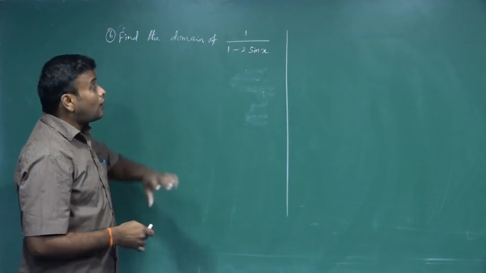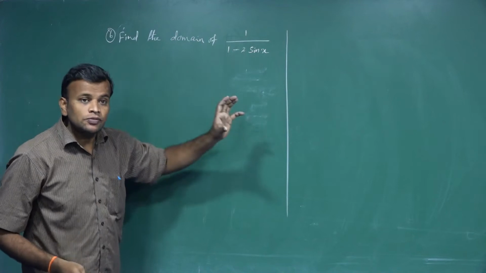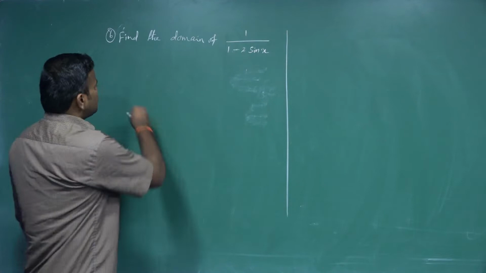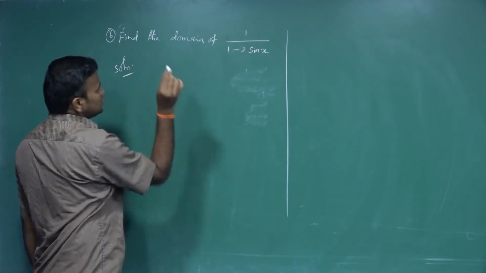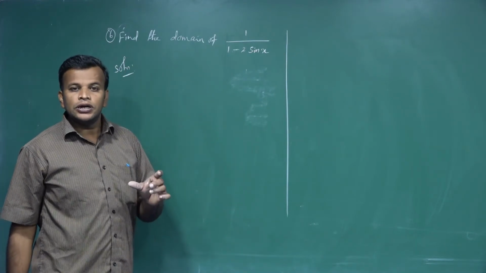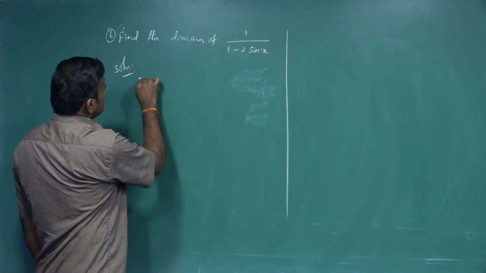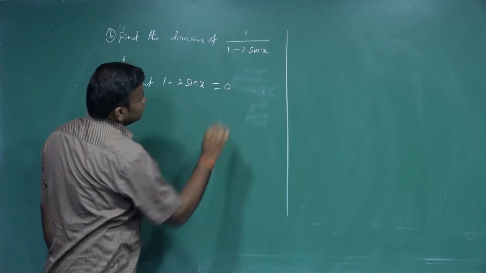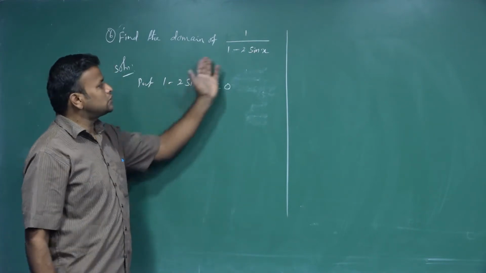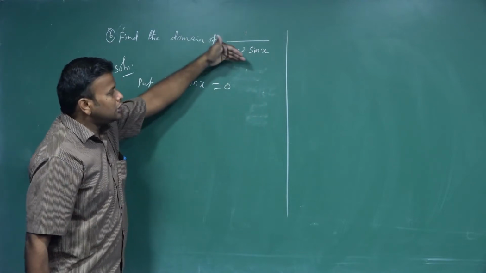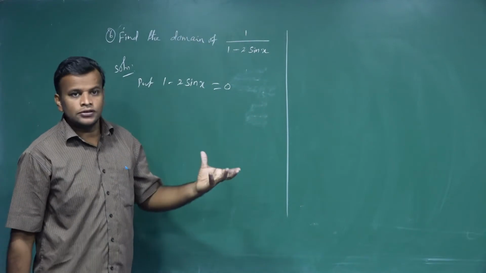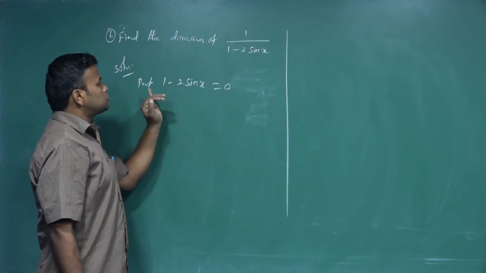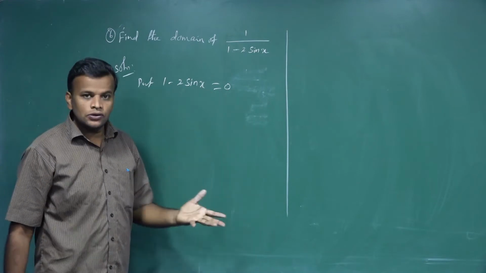So to find all values of x, the denominator cannot be equal to 0. For this purpose, first I take the denominator as 0. Put 1 minus 2 sin x equal to 0. What is the reason for putting it exactly equal to 0? If the value of the denominator is 0, then the given function is not defined. So domain means the values for which the function exists.